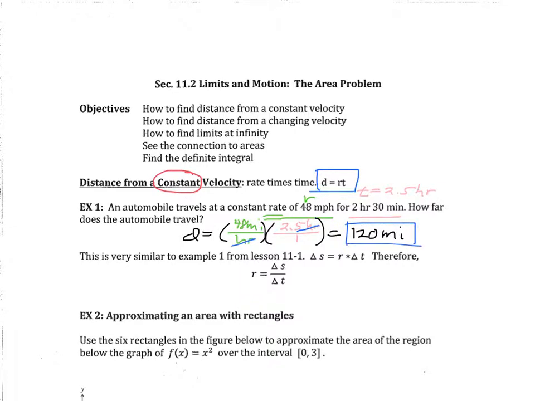So you've got a couple of questions that are just simple like that. And the reason why I pointed that out is that it's very similar to example 1 from lesson 11-1. Only, remember we started talking about switching. For distance, we replaced it with delta S, which is change in position. And then we kept rate the same, but time got changed with delta T, because we have a change in time or a change in position. If I solve this equation for R, don't I get R equals delta S over delta T? Don't you recognize that? What is delta S over delta T?